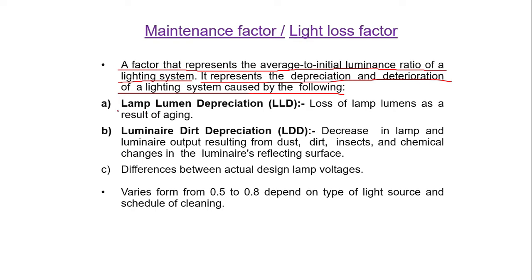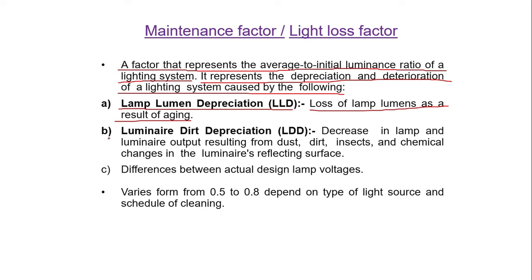So the first factor of maintenance is called the lamp lumen depreciation, LLD. So loss of lamp lumen as a result of aging. As a part of aging, there is a depreciation of the lumen output of the light fixture. Now, for a very reputed vendor, this lumen depreciation is relatively low and the graph is very less steep. But if you go for a non-branded or a less reputed vendor, the lumen output depreciation is relatively more in that case, right?